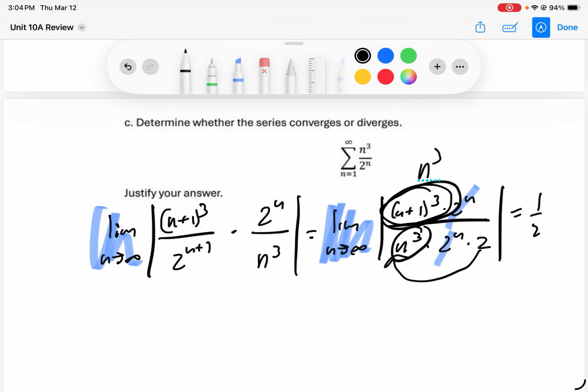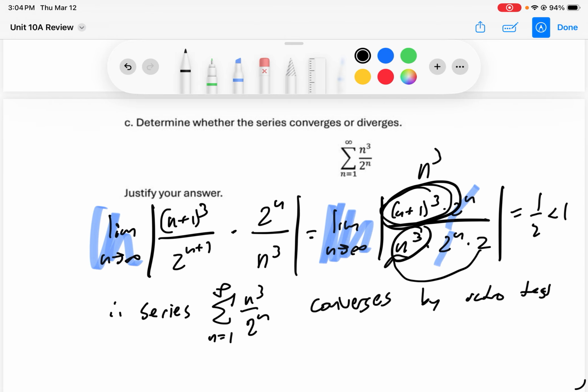And if the limit of the n plus 1 term over the nth term is less than 1, we know the series, I'm going to write it, converges. Converges by the ratio test.